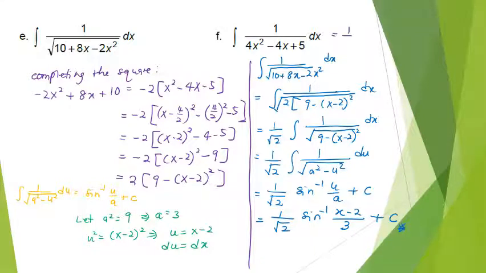It become 1 over 4 tangent inverse 2x minus 1 over 2 plus c.